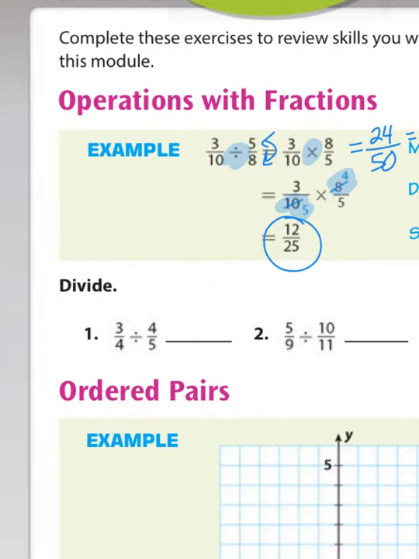Okay, so I'll do these couple first ones with you, and then you're going to do 3 and 4 on your own. So 3/4 divided by 4/5. We're going to change to 3/4 times 5/4. 3 times 5 is 15, 4 times 4 is 16. That is simplified.